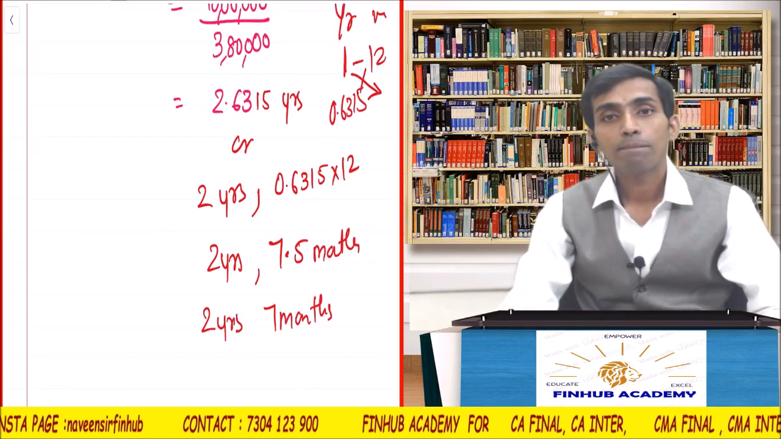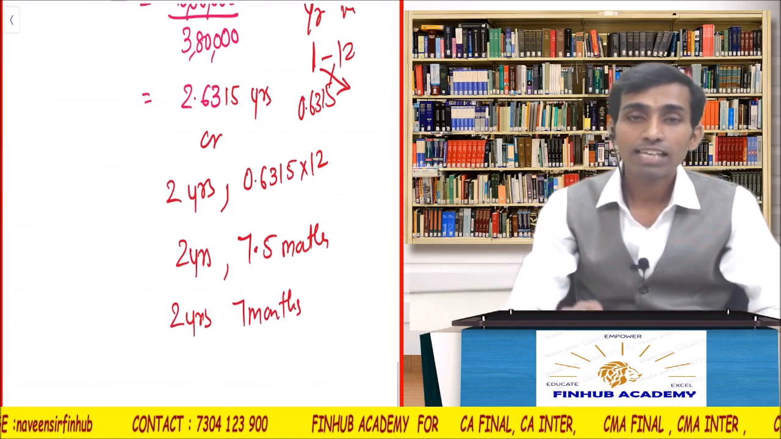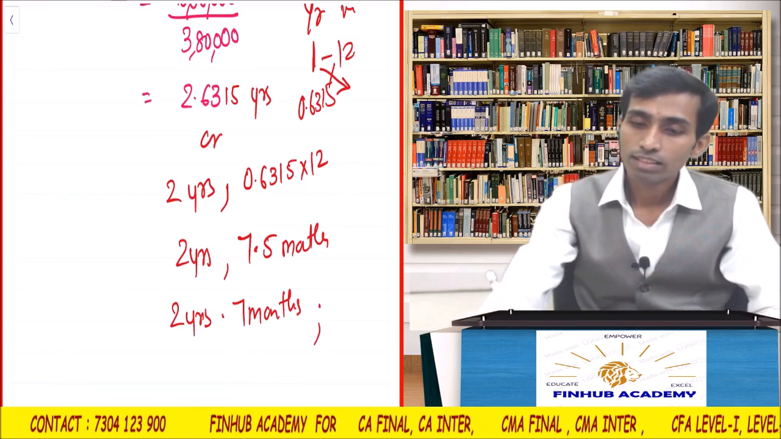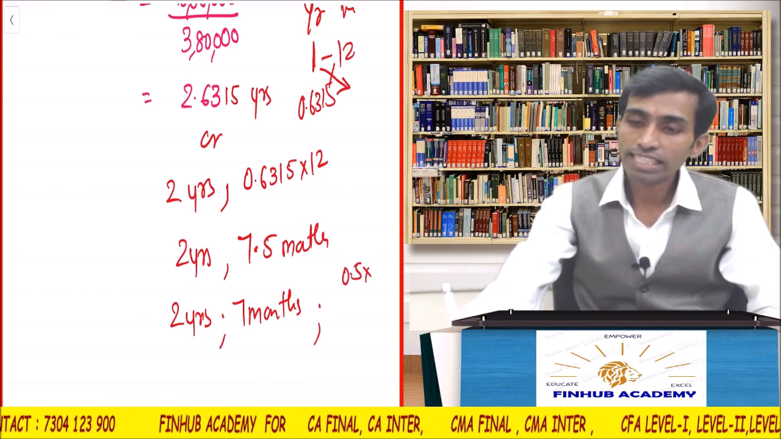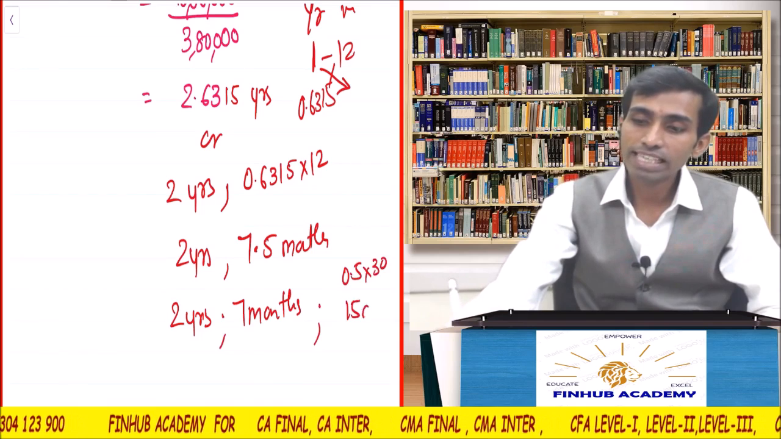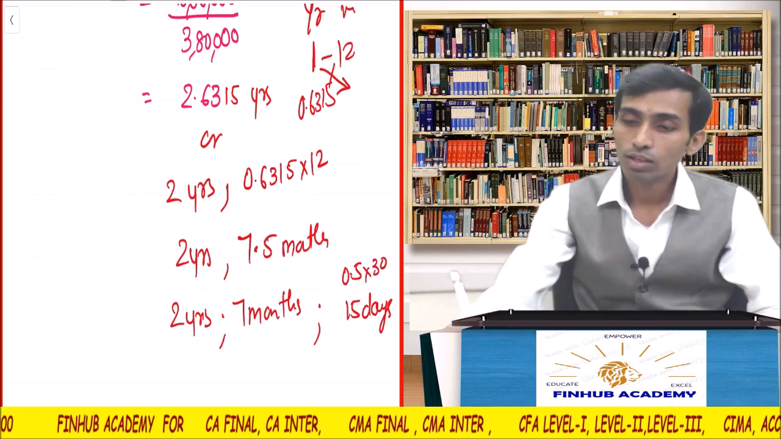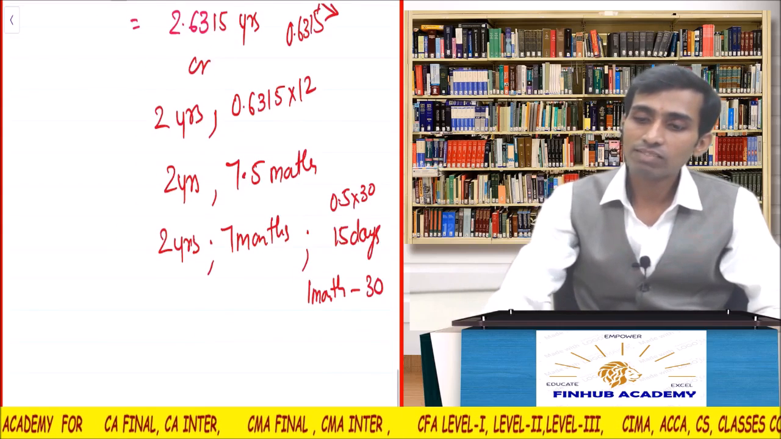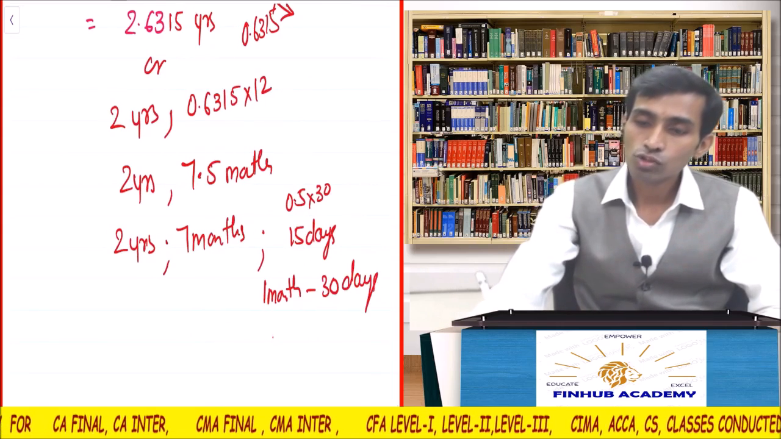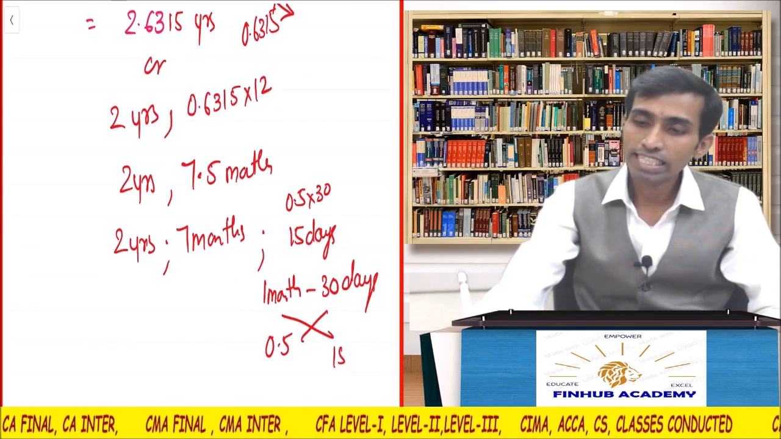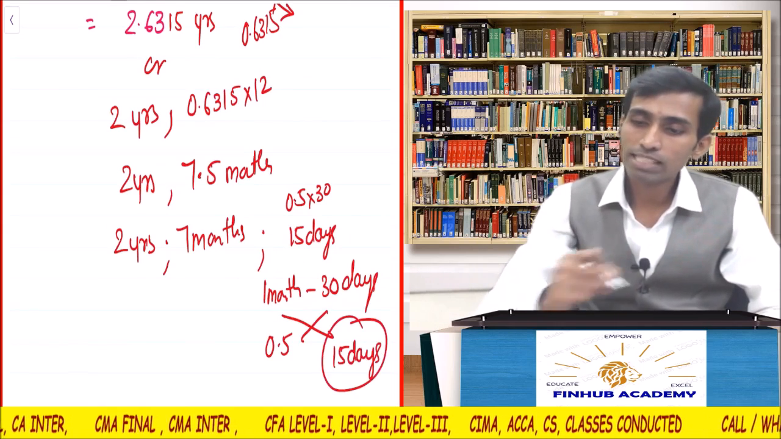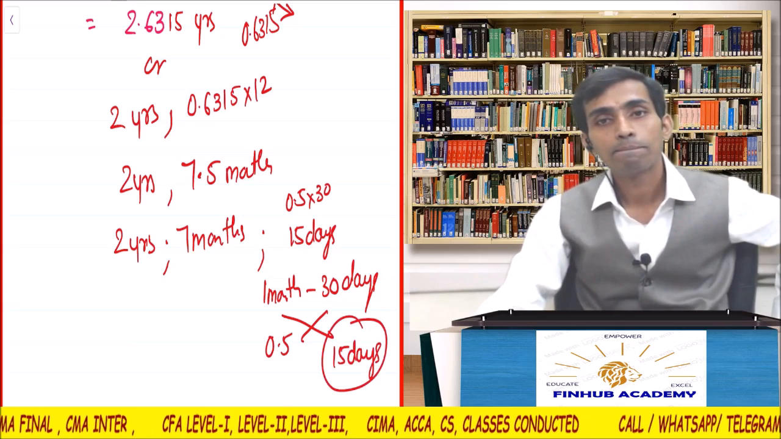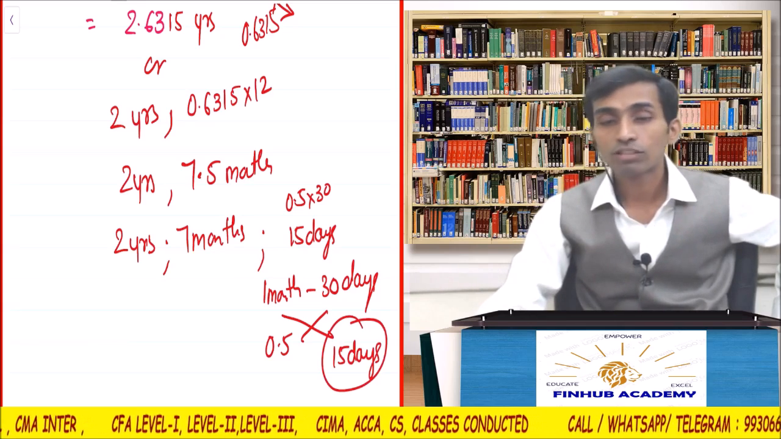Can it be 15 days? Why? Not 5 days. It is 0.5. Yeah, 0.5 into 30 will be 15 days. I hope everybody is understanding. 1 month has 30 days. So 0.5 month has 15 days. Those who are good at maths, for them. Is it clear? Okay. So this is the way to do it.